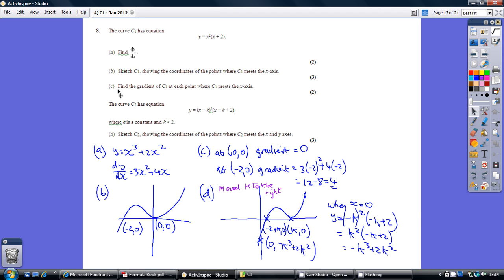So for part A we need to differentiate, so multiply out to allow us to do this, so we get y equals x cubed plus 2x squared, and then when we differentiate we get this, so nice easy 2 marks. Now for part B we need to sketch this.